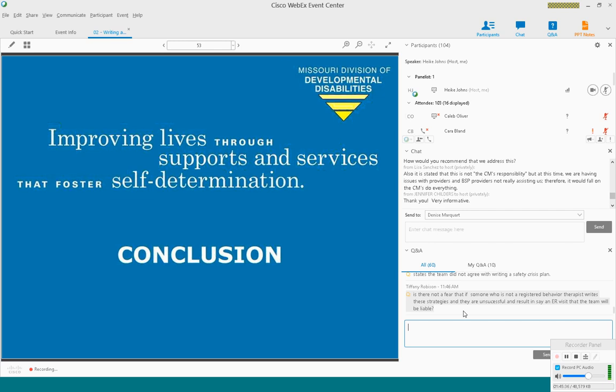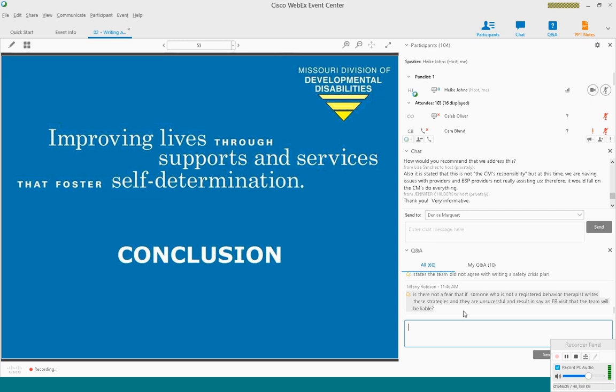But I guess the takeaway would be, if you're using reactive strategies that are restrictive, you need a safety crisis plan, and you don't need to have a consensus for that. You have to have one. Anything else on that? So, if there is also a behavior support plan, the behavior support plan should incorporate the safety crisis plan. Yes. So everything should be working together.